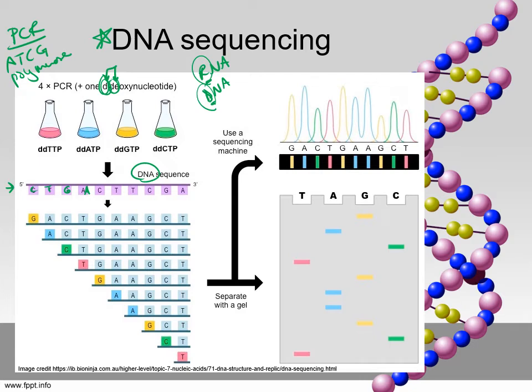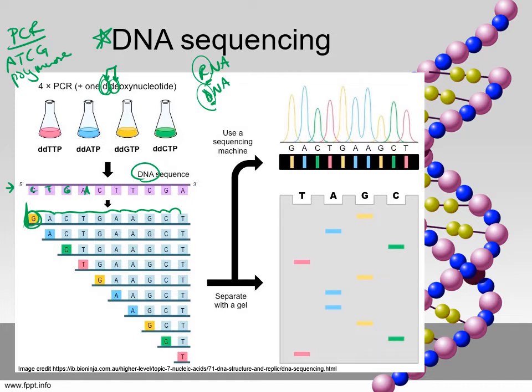And what's crazy about dideoxynucleotides is that we cannot bind anything to them. So polymerase can work along, and if it gets to a dideoxynucleotide, in this case this G, replication is done. It can't go any further.